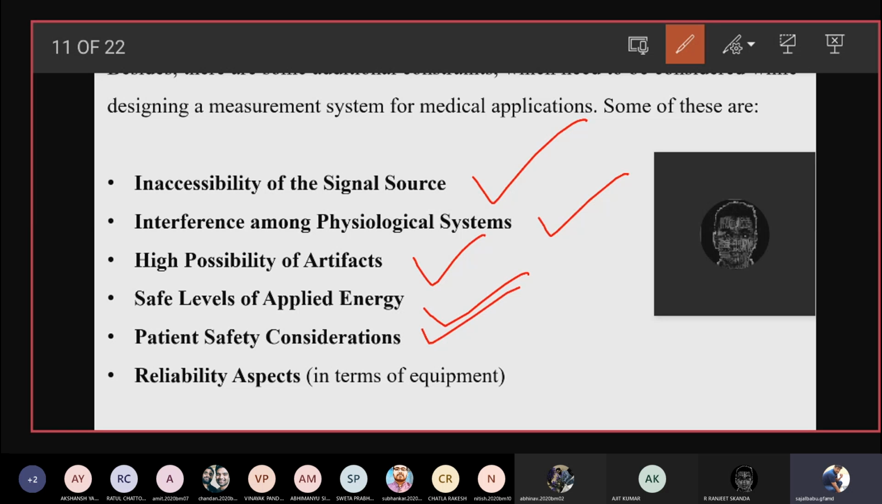The other last important constraint that you may have whenever you design a medical instrument is the reliability aspect, in terms of equipment. That applies not only to biomedical instruments but also to many other instruments. Whenever you design an instrument, reliability is another constraint that you need to consider. So these are the different constraints that you have whenever you design your medical instruments.